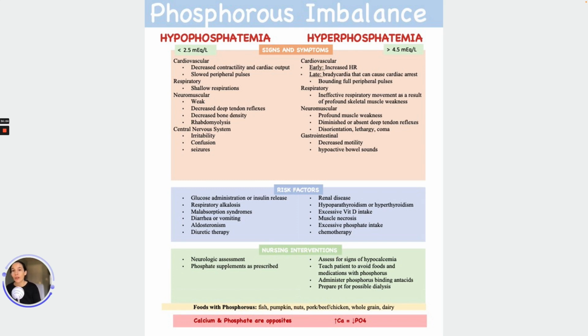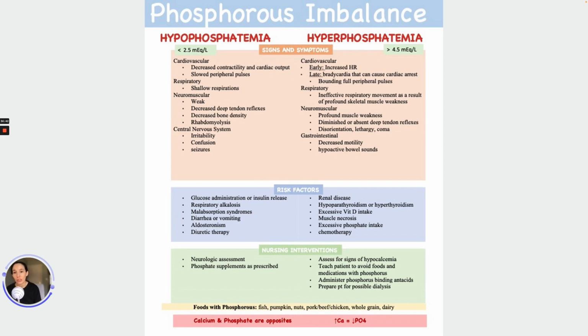With hyperphosphatemia, it's anything greater than 4.5. Early, we'll see an increased heart rate, but late we'll see bradycardia that can cause cardiac arrest. We will feel bounding full pulses. Respiratory, they may have ineffective respiratory movement as a result of profound muscle weakness. Neuromuscular, we'll see muscle weakness, diminished or absent deep tendon reflexes, disorientation, lethargy, and coma. Gastrointestinally, we'll see decreased motility and hypoactive bowel sounds.